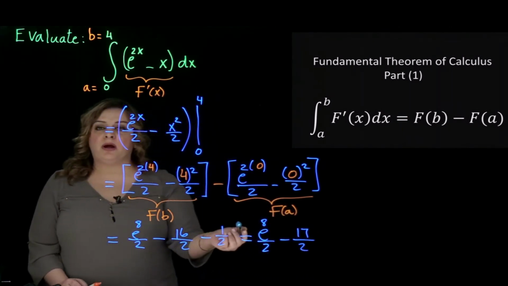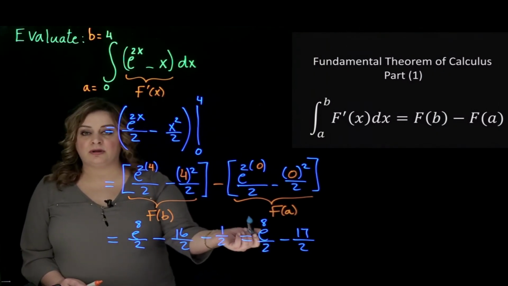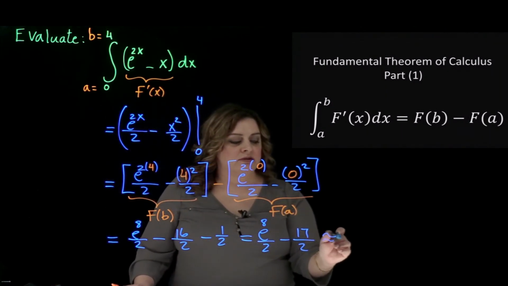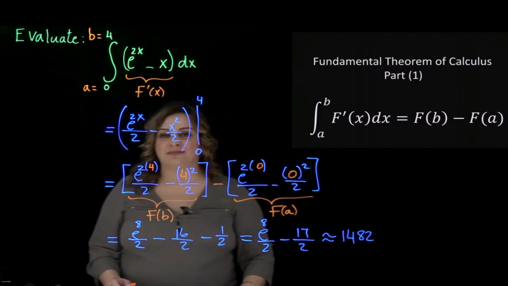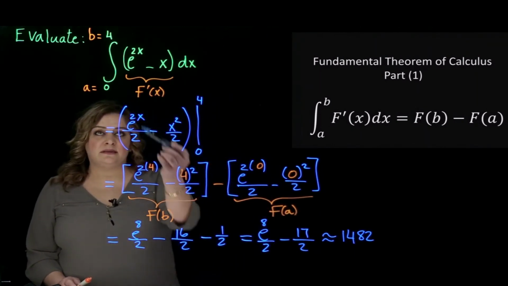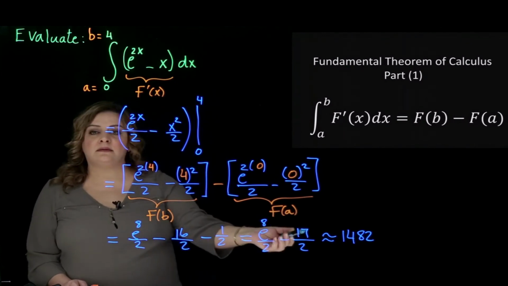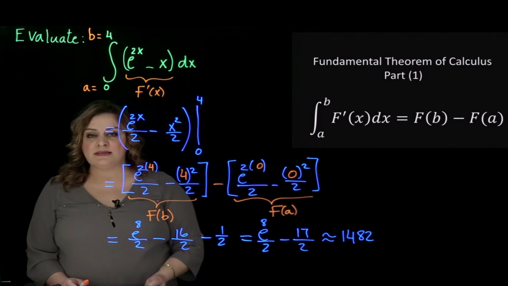Now to get an approximate answer, we can enter this into our calculator, and we will get an approximate answer of 1482. So we evaluated our definite integral and we got 1482.